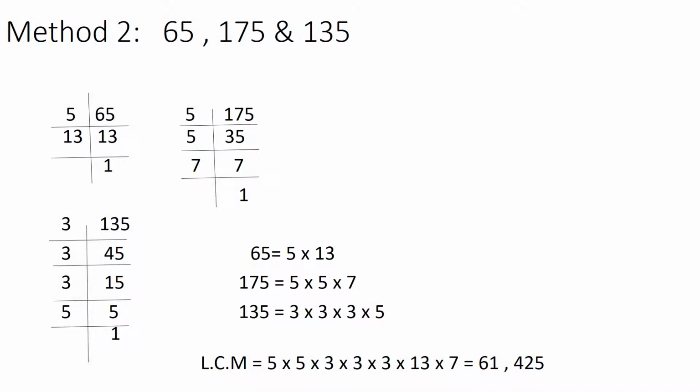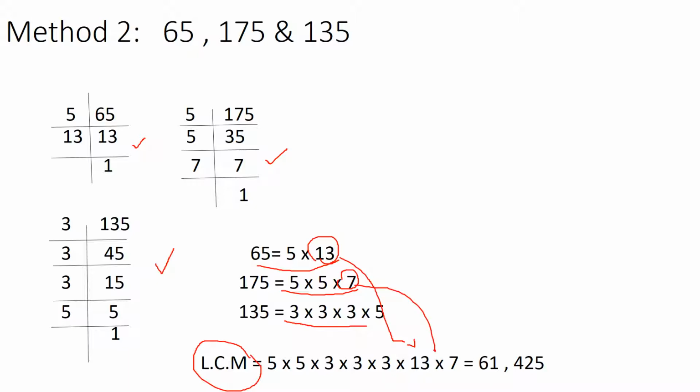Okay, now the other method for 3 numbers, that is prime factorization separately for 65, 175 and 135. Once we're done with this, we are going to write all the factors for 65, 175 and 135. Now for LCM, we are first going to see the numbers that are not common in any number. Like 13 we have only in 65, so we'll just write it here, 13, and then we have 7 that is also an uncommon number. We're going to write it here, 7.